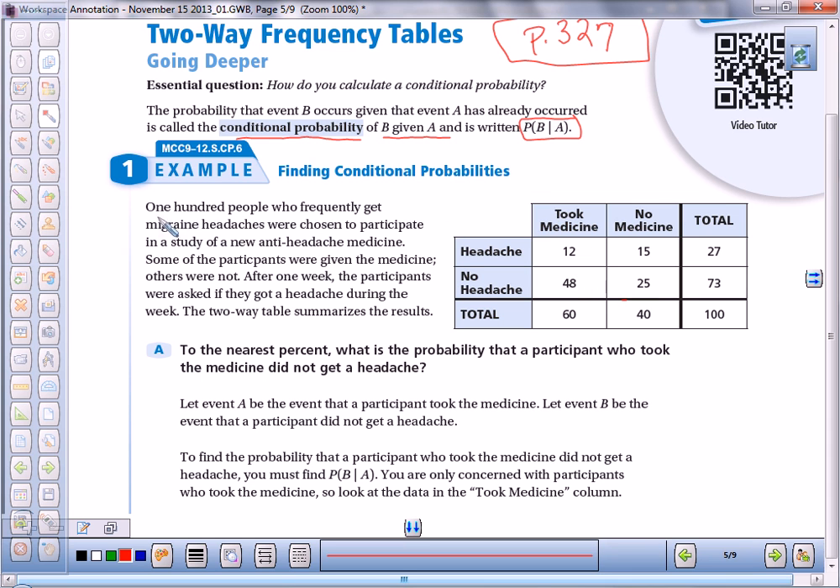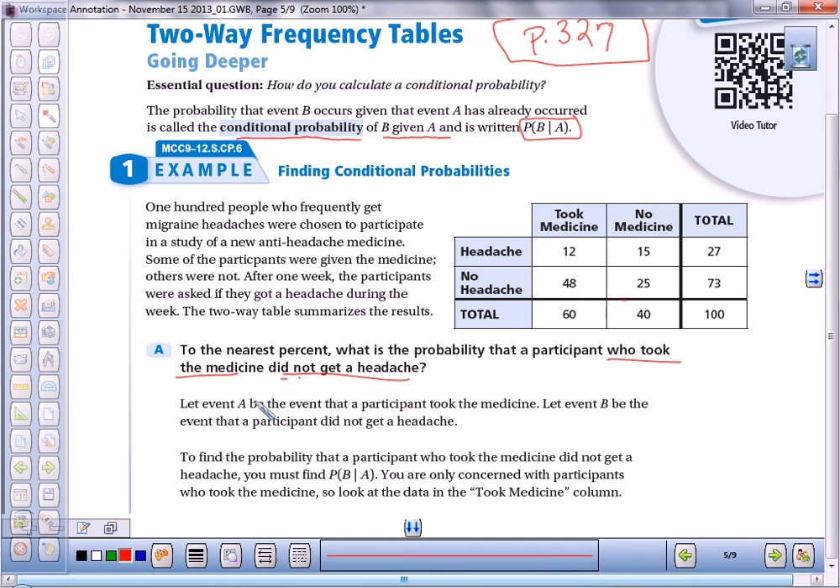So example 1. 100 people who frequently get migraine headaches were chosen to participate in a study for a new anti-headache medicine. Some of the participants were given medicine, others were not. After 1 week, the participants were asked if they got a headache during that week. The two-way table summarizes the results. So there's our info. All right, A, to the nearest percent, what is the probability that a participant who took medicine did not get a headache?